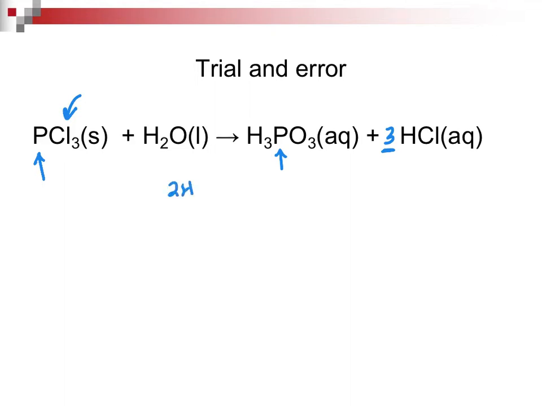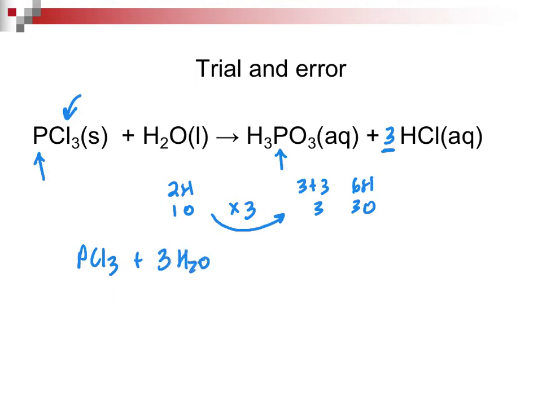I have 2 hydrogens and 1 oxygen. On this side, I have 3 plus 3 for a grand total of 6 hydrogens, and I have 3 oxygens. So I need to look at this and say, what can I do to make this work? Notice if I multiply the number of atoms by 3, I will then have a balanced equation. So it would be PCl3 plus 3H2O going to form H3PO3 plus 3HCl. Can't memorize this. Please practice so you just get a feel for how these things need to go.